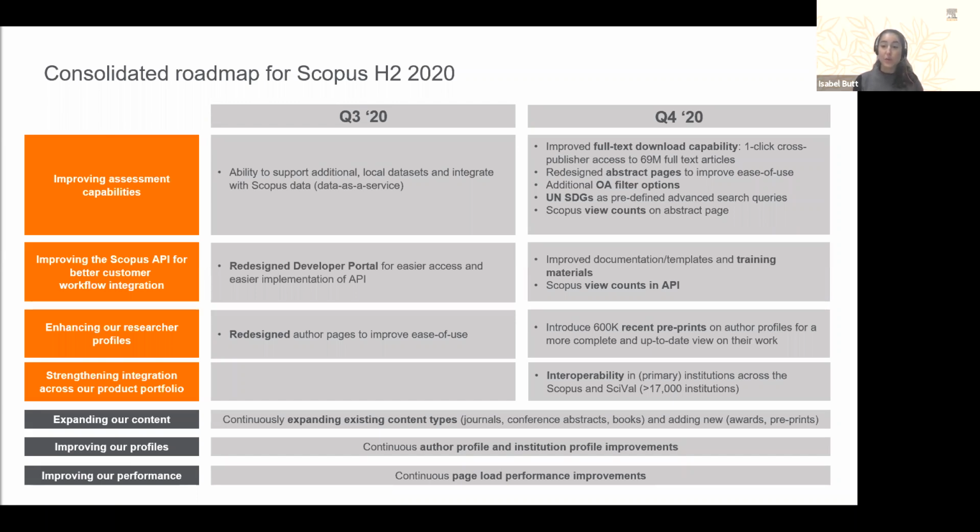And in addition to all of these, we are expanding our content, so continuously expanding content types, adding new things like awarded grants and preprints, and continuously working on the content types we have in the platform: the journals, conference abstracts, books. Next, of course, we continue to work on our author profiles and institution profiles to make sure they are as accurate as possible. And lastly, we're improving our performance, making continuous page load performance improvements. So that is what's on the cards for this year.